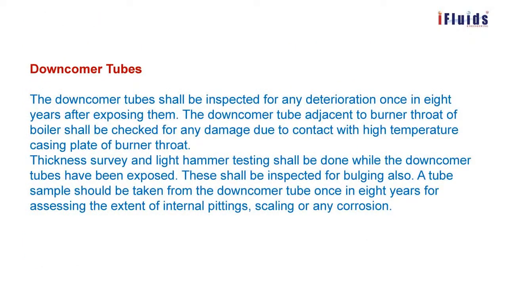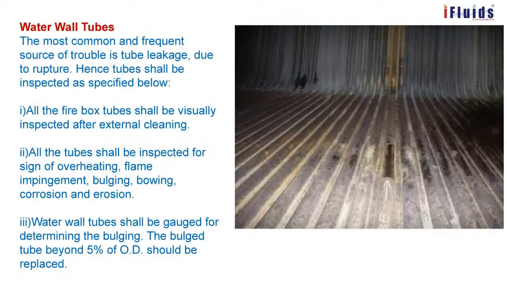The downcomer tube shall be inspected for any deterioration once in 8 years after exposing them. The downcomer tube adjacent to the burner throat of the boiler shall be checked for any damage due to contact with the high temperature casing plate of the burner throat. Thickness survey and light hammer testing shall be done while downcomer tubes have been exposed. These shall be inspected for bulging also. A tube sample should be taken from the downcomer tube once in 8 years for assessing the extent of internal pitting, scaling, or any corrosion.